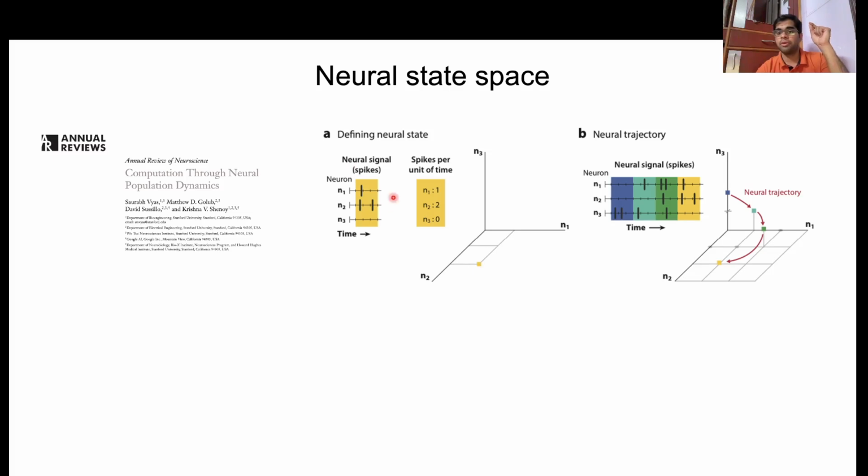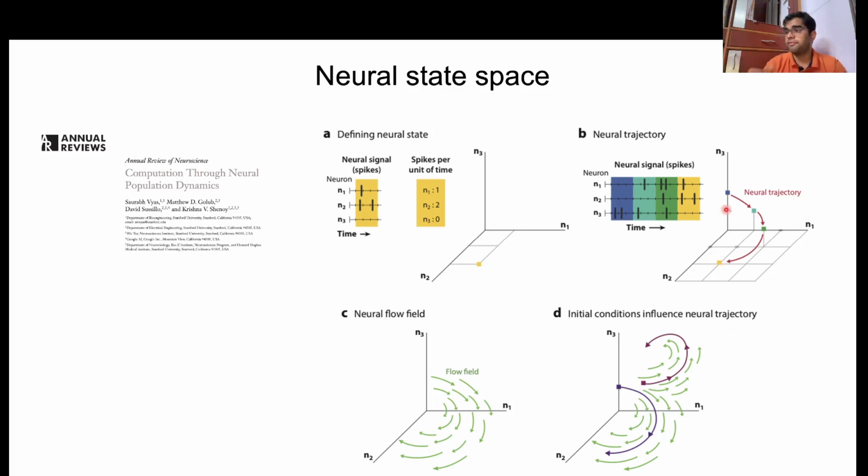Now as time progresses, you keep moving these windows and you construct every point there. You know where the initial point was and how the trajectory went as time progresses. This trajectory is called the neural trajectory, how the neural population activity is evolving.